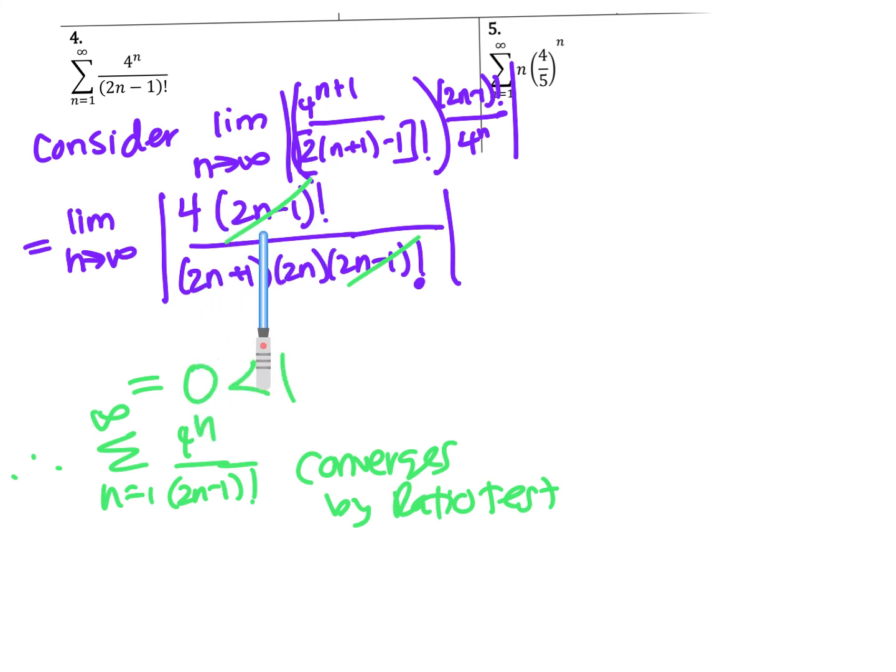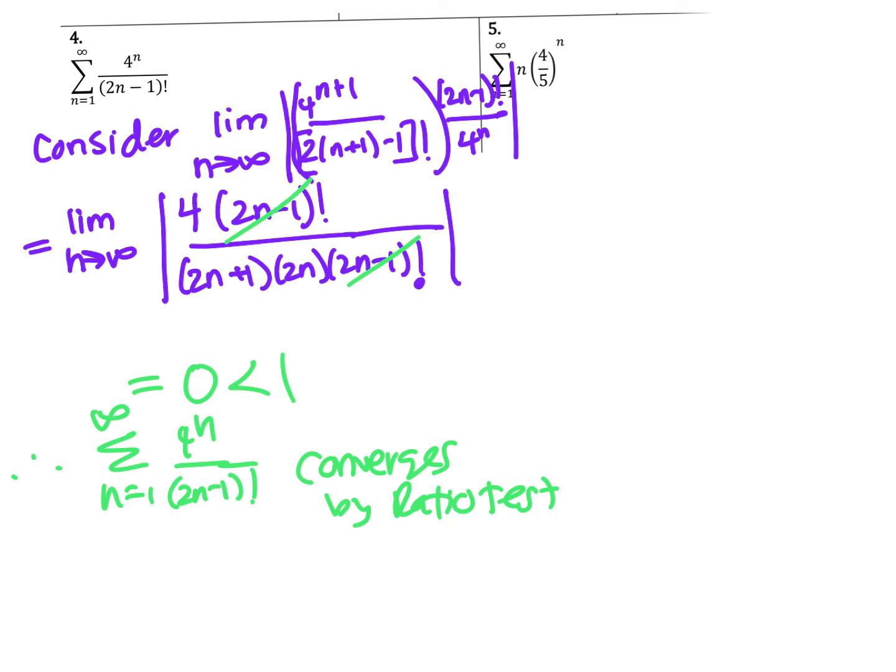But since I want some terms to simplify, I can write that as 2n plus 1 times 2n minus 1 factorial, so that those factorial terms will divide out. This becomes 4 over 4n, or 4 over stuff with n. The limit as we go to infinity of that is going to be equal to 0, which is less than 1. Therefore, the series is going to converge by the ratio test.